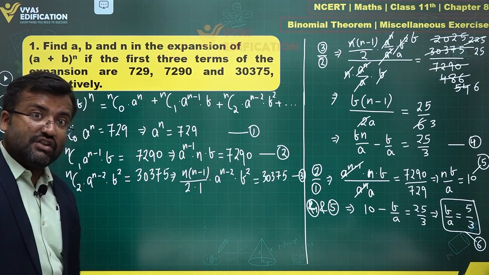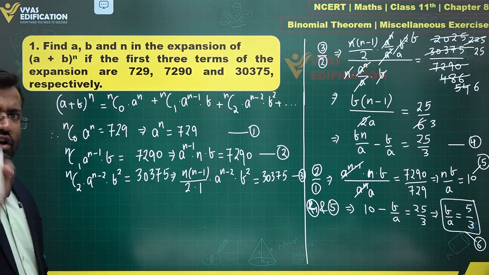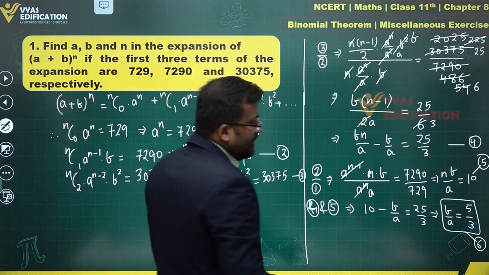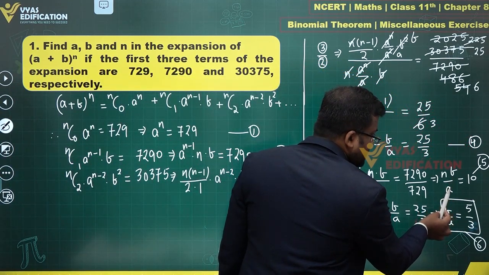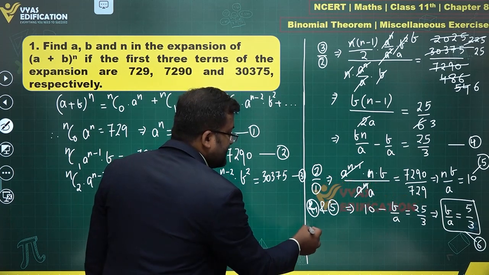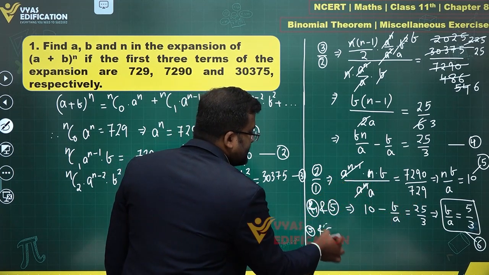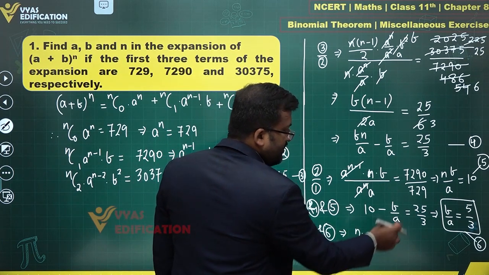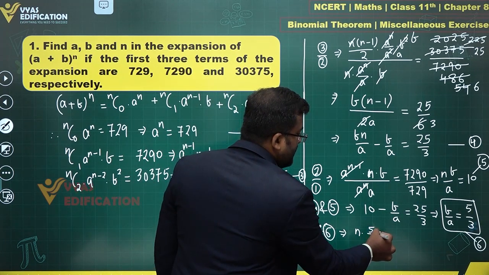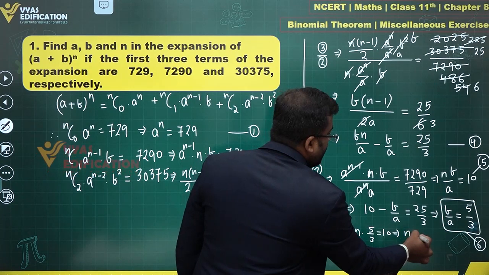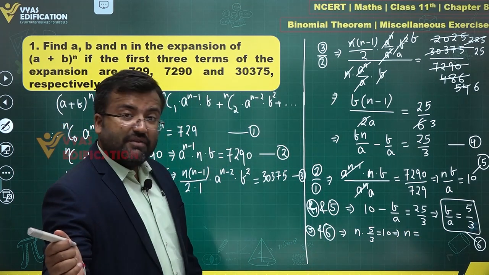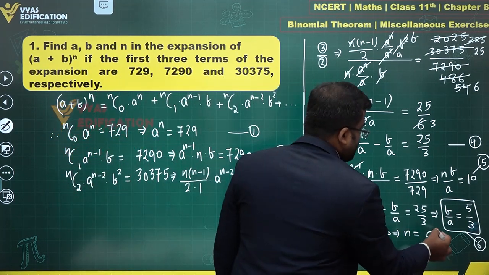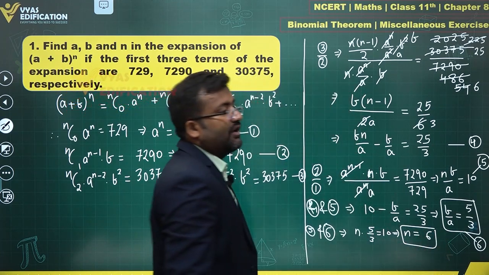When will we get the values of n, A and B? We are almost there. How? You observe this is B upon A. This is also B upon A. And using 5 and 6, we get n times B by A is 10, and B by A is 5 by 3, which gives me n equals 30 by 5, which is 6. This is what you get. You get the value of n from here.